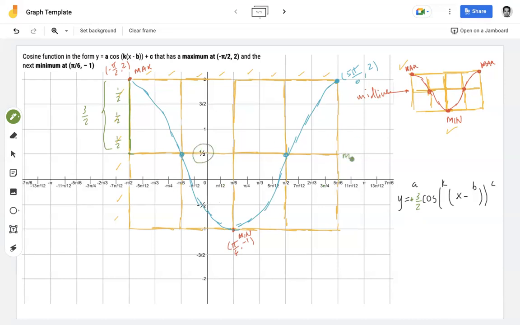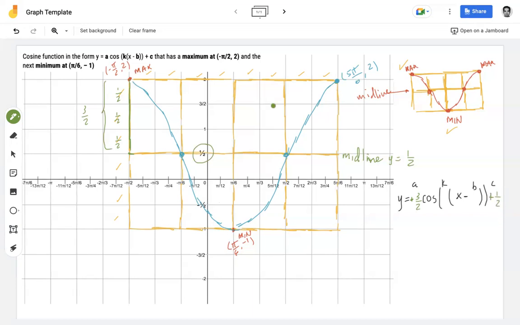In this case, the midline is exactly at 1/2. The midline is at y equals 1/2. The midline will always tell you where the c value will be. So here you're going to do plus 1/2.